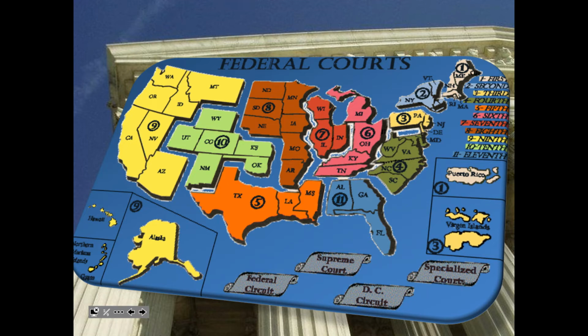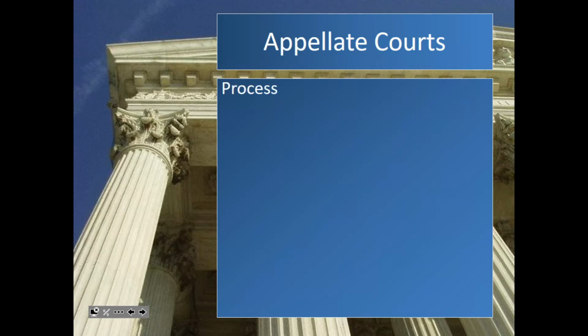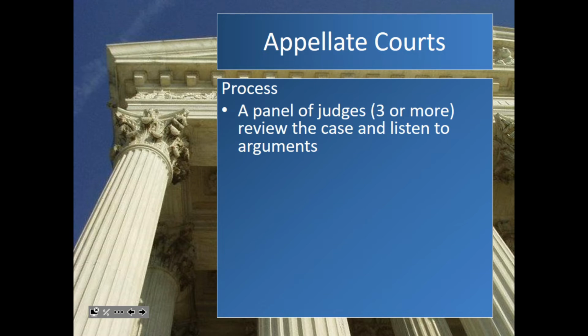But how does this play out? What's the process of appellate courts? What's the process of the appeal? There's a panel of judges, three or more judges at least, and what they do is they review the case, they hear what happened at the case, they study the documents, they look at the transcript, they go through the whole ins and outs of what happened in the case that's being appealed, and they listen to arguments.